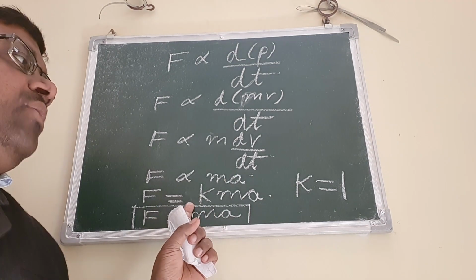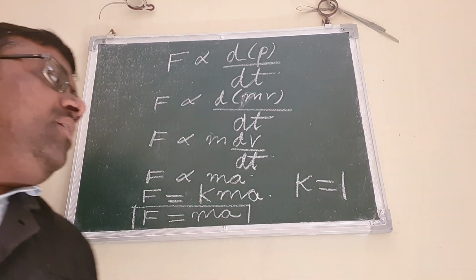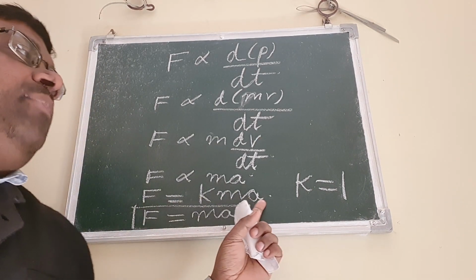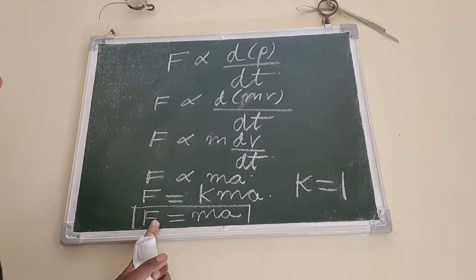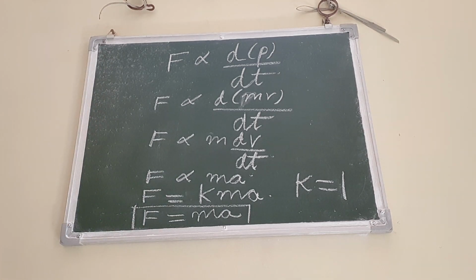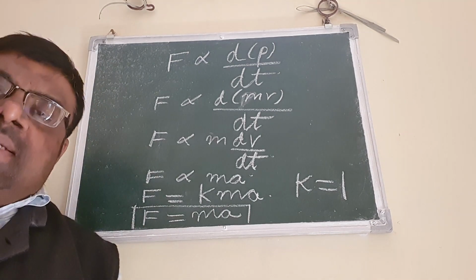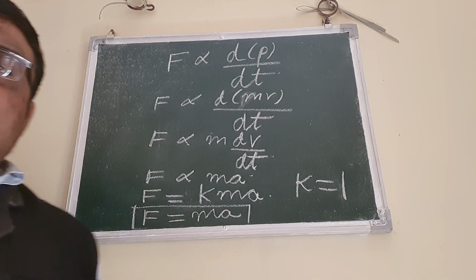So to put the equal sign, we take a constant, suppose k. So F is equal to kma, where k is equal to 1 for simplicity. So F is equal to ma. This is our expression, the product of mass and acceleration. This is Newton's second law of motion.